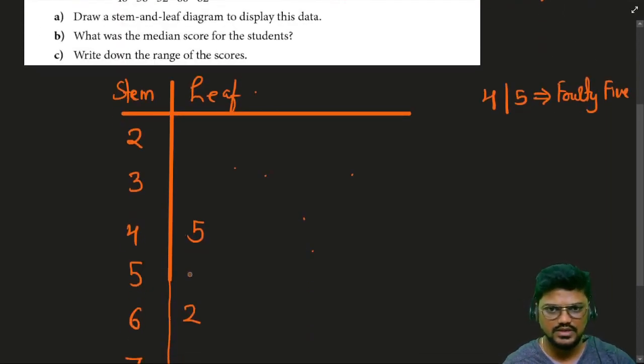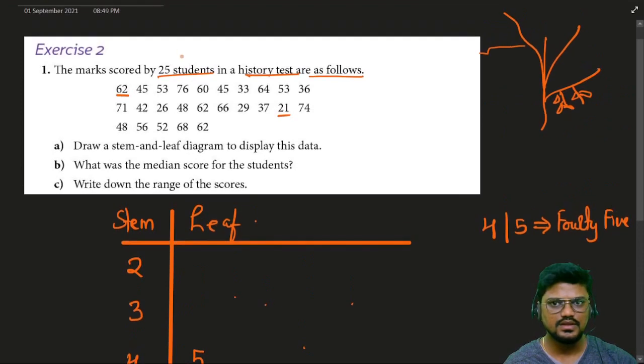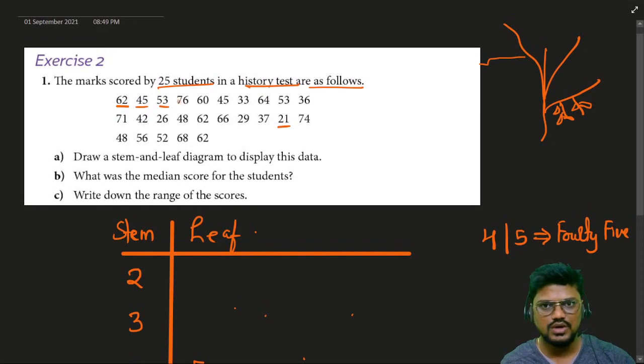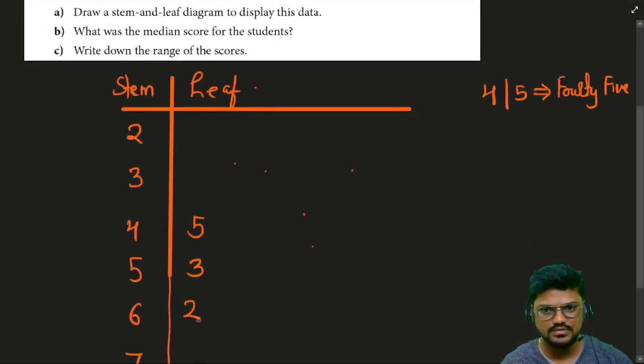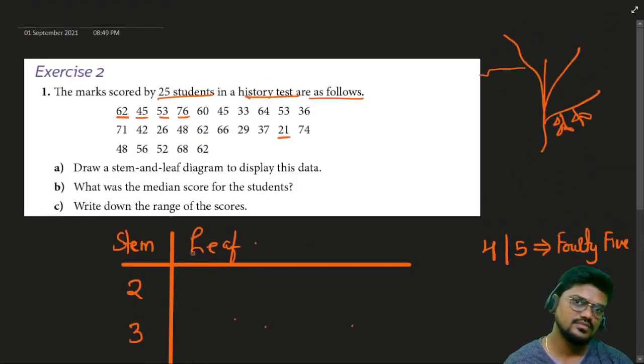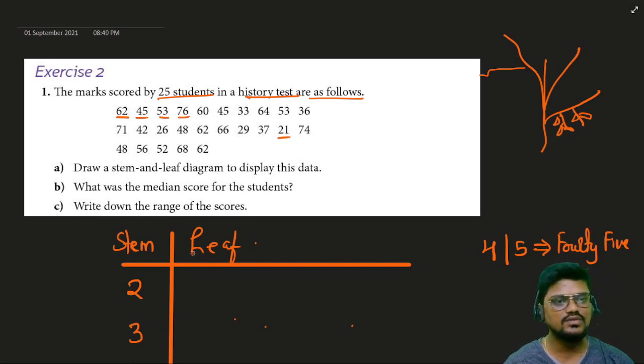So 53 over here. But it has to be in ascending order, right? Yeah, it has to be in ascending order, but in the beginning we can't do it. First you have to draw without any order and after that again you have to draw the stem and leaf diagram with order. Sir, the better thing is you can just arrange the numbers in ascending order, then do it, right? It will consume more time, though.